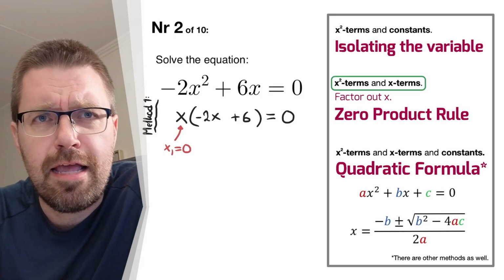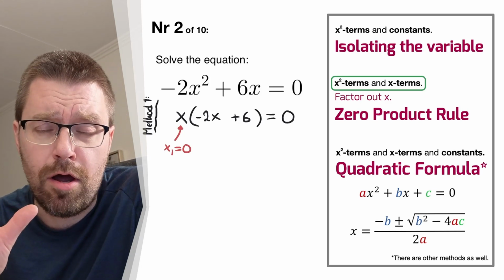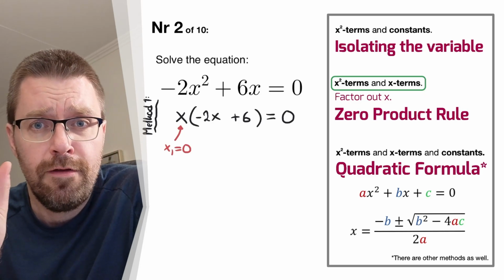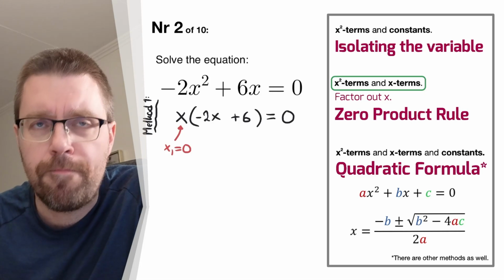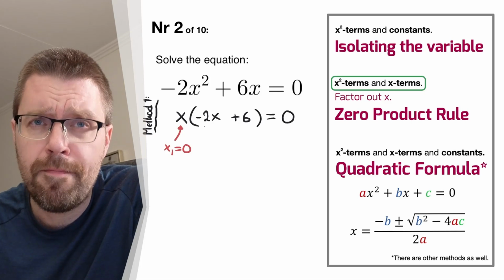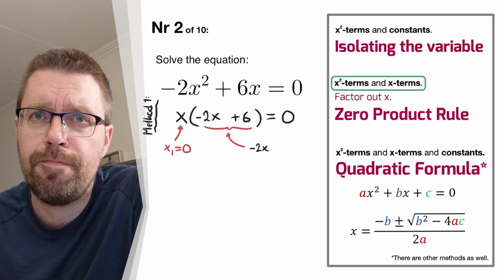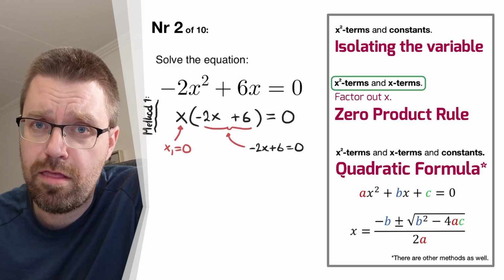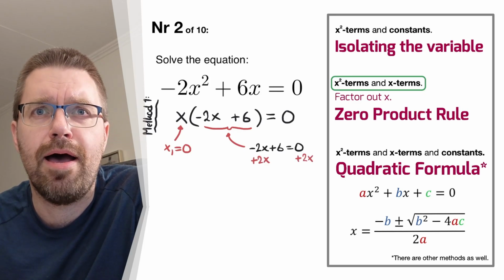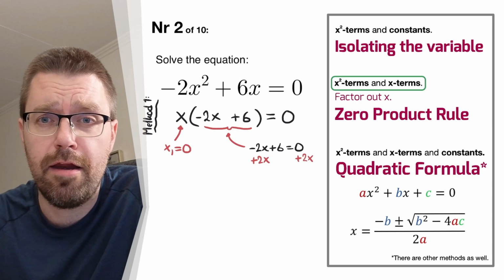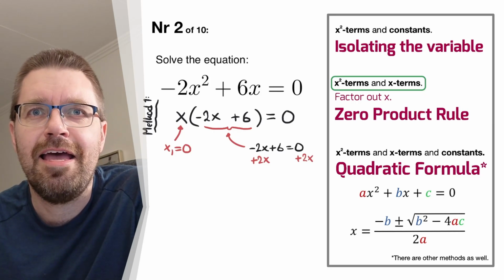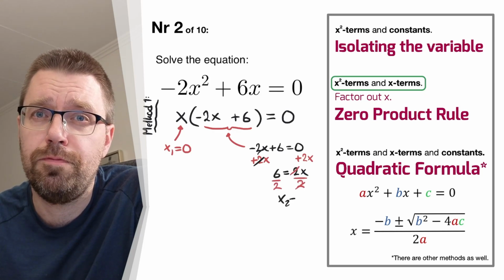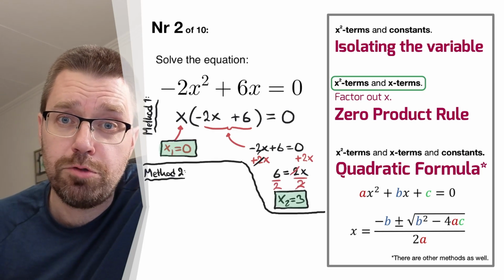But if you do it like this, then it's a little bit harder, I think, to realize what x must be for the parenthesis to be equal to 0. So if you can't see it right away, then you can take out the parenthesis and write it as its own equation. The parenthesis equals 0, and then solve it by maybe adding 2x to both sides, and then we only have 6 equals 2x, and then divide by 2, and then we have the other solution.